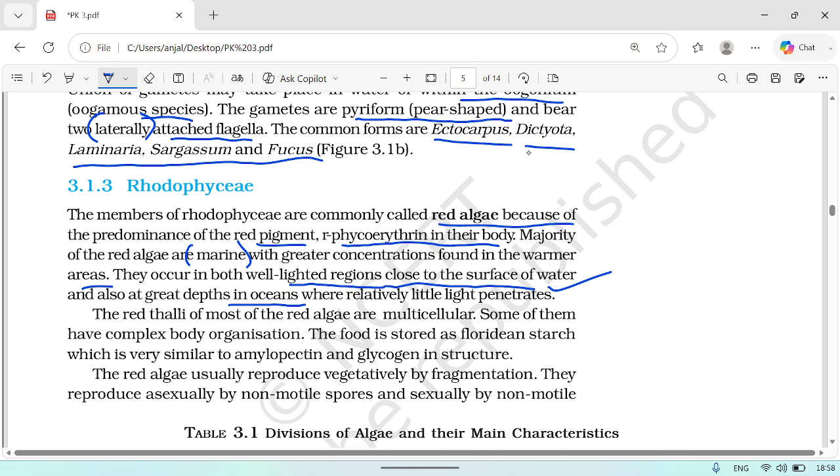The red thalli of most red algae have no true leaves, stem or roots. Most red algae are multicellular, and some of them have complex body organization. The food is stored as Floridean starch, which is similar to amylopectin and glycogen in structure. Red algae usually reproduce vegetatively by fragmentation, asexually by non-motile spores, and sexually by non-motile gametes.